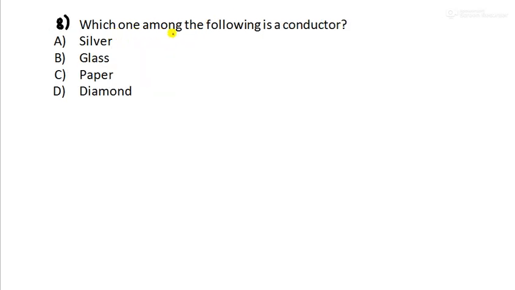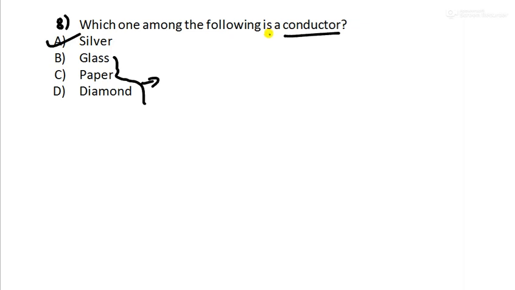Here the question is, which one among the following is a conductor? Silver, glass, paper, diamond. So these three are what? Just now I said, insulator. The conductor is one which conducts electricity. So silver is the one which will conduct electricity. So our answer is A, silver.